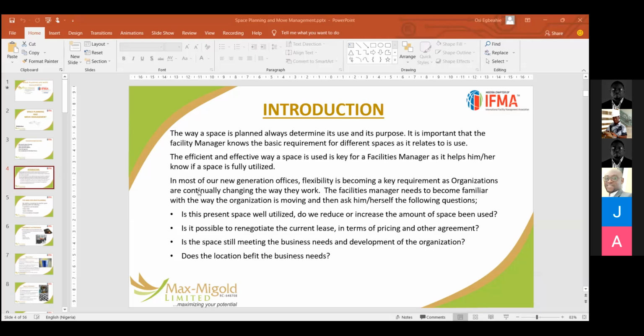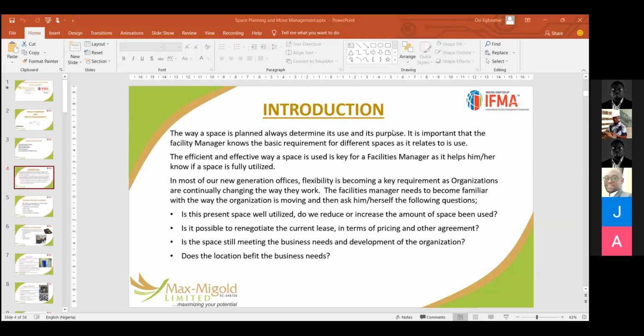Another thing that the facility manager needs to ask himself is: is the space still meeting the business needs and the development of the organization? Sometimes you look at the space, the way it's configured, the location and all that, and see if it still meets the requirements of the business.